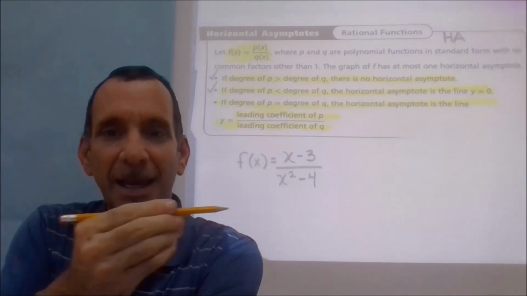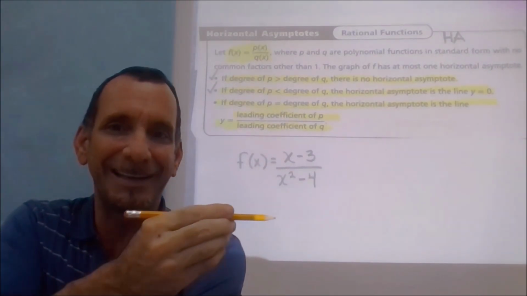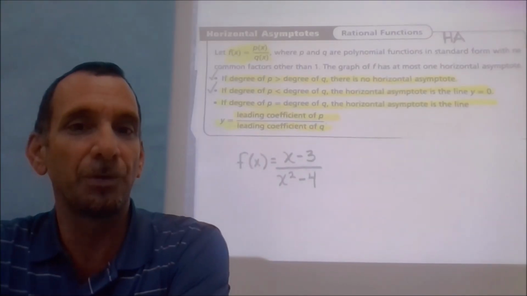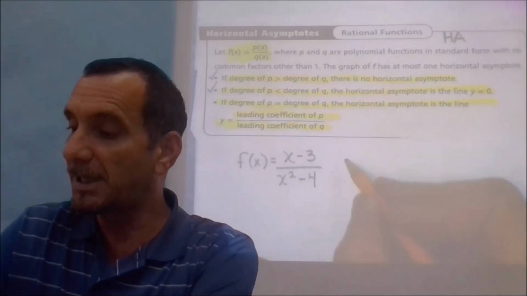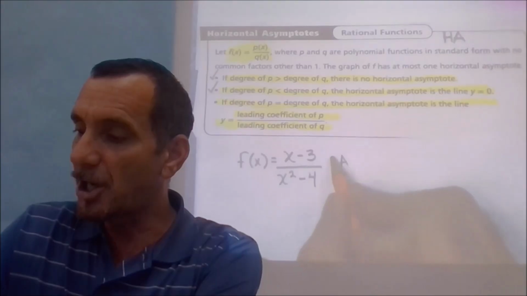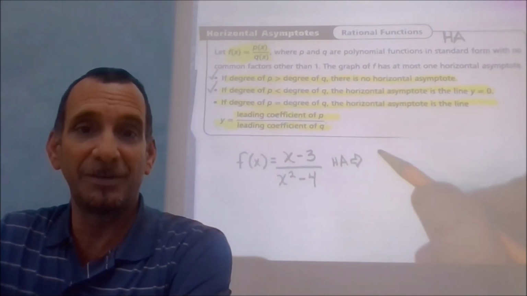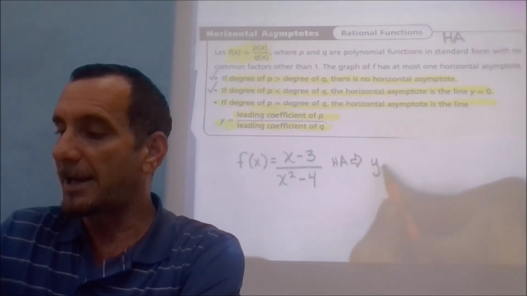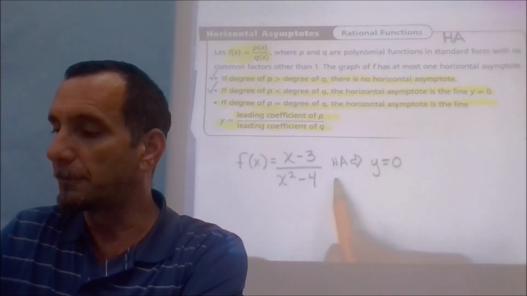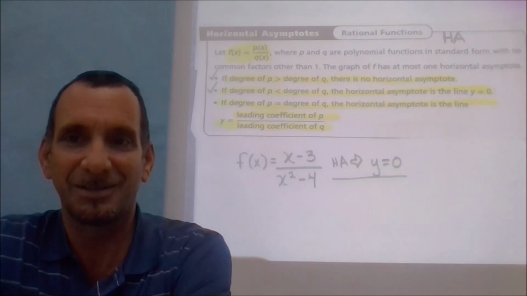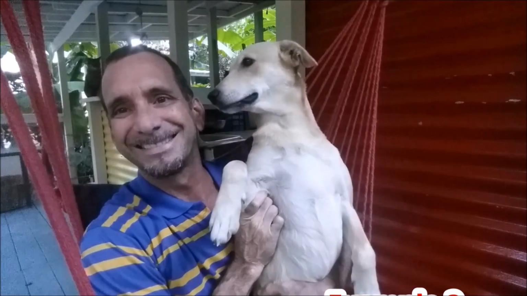So we're going to get a horizontal line at y equals 0. That's pretty quick and easy. The HA is an equation of a line, y equals 0. That's our horizontal asymptote.